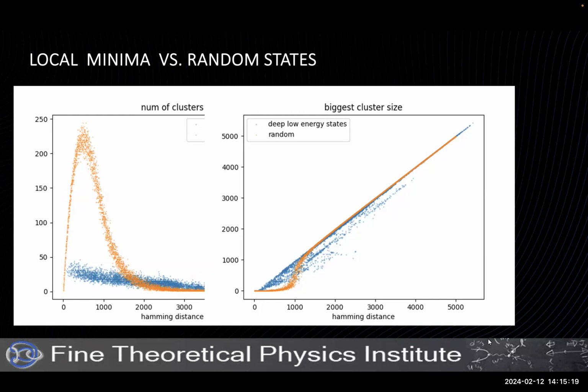So that's pretty much the same data, plotting the size of the biggest cluster as a function of the Hamming distance. So here you see again the big difference. If you look for only local minima, then the biggest cluster is pretty much equal to the total Hamming distance. You see that they are connected by one big cluster. If you take random states, then you don't see big clusters at all. So again, that means that local minima are in a sense very non-random, which is not a surprise, but still nice that you can measure it.